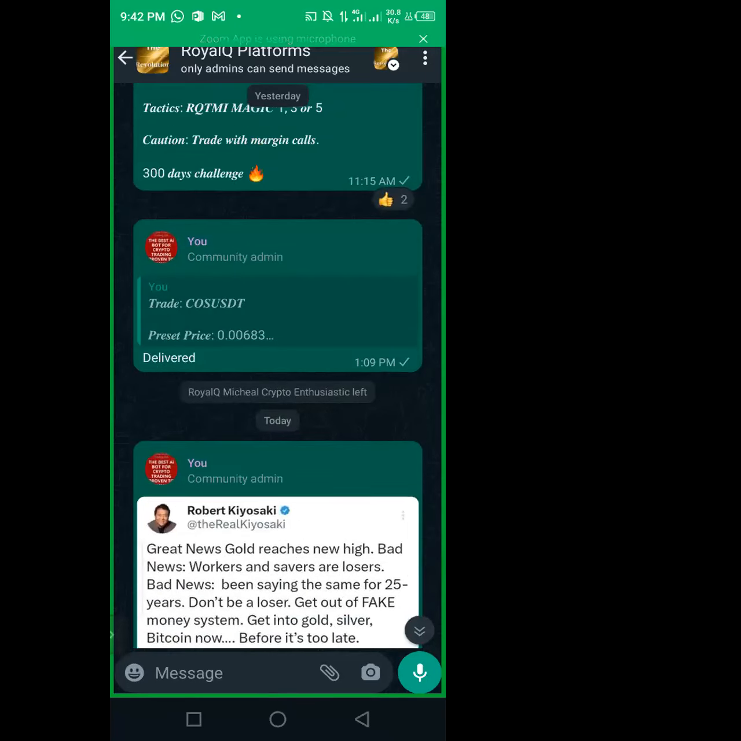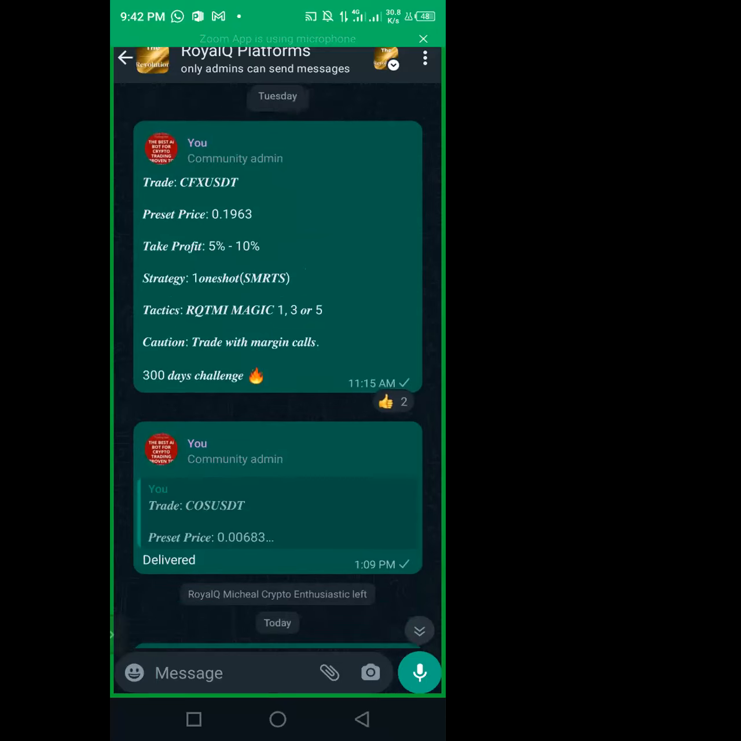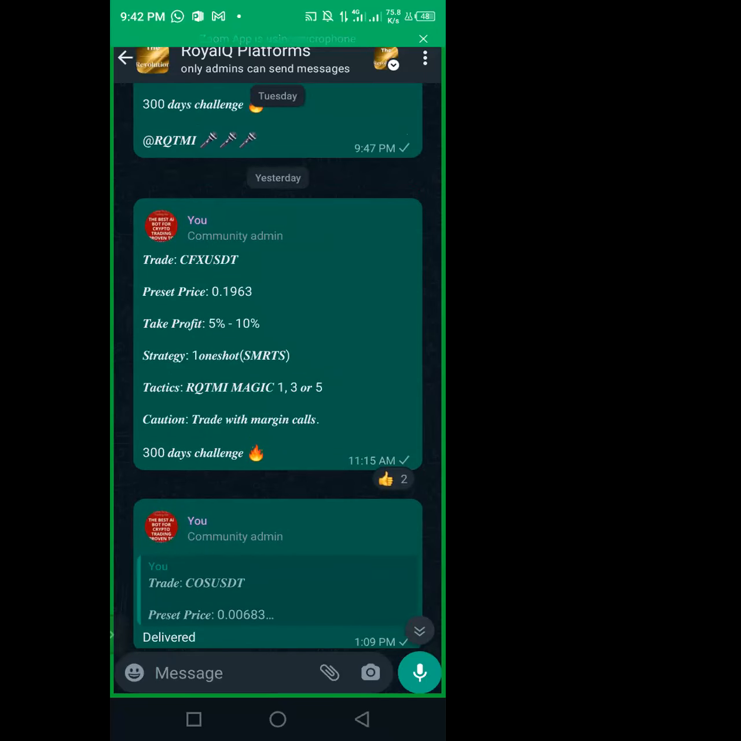So let me go up and see. Okay, look at this signal. The trade is CFX USDT preset price. So it's either you see it as preset price or entry price. They are the same thing. This one is 0.1963. So let's say we are to enter this signal.